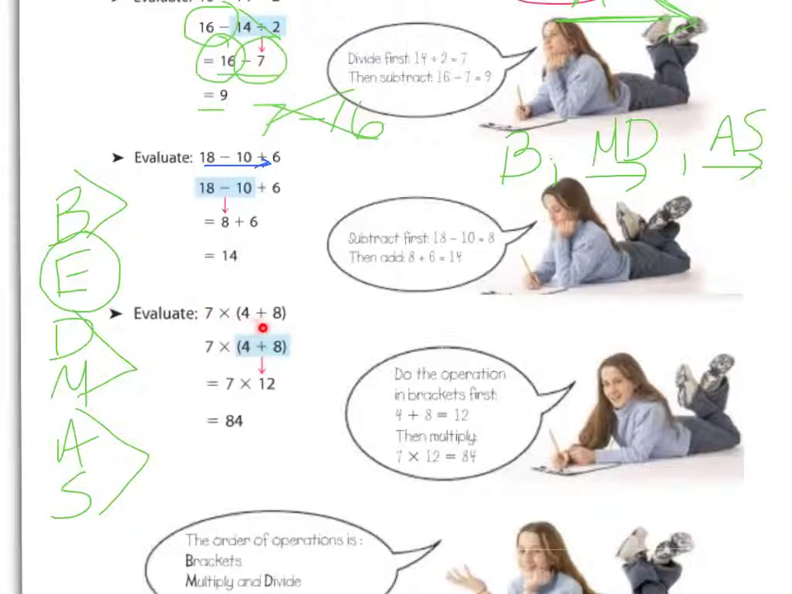Let's look at our next one. We have 7 times bracket 4 plus 8 end bracket. So brackets first, which means we have to do the 4 plus 8 first. This is how we can make an equation so that we do in fact add or subtract before we multiply or divide. So 4 plus 8 is 12. Remember, we cannot change the order here, so 7 times 12 is 84.